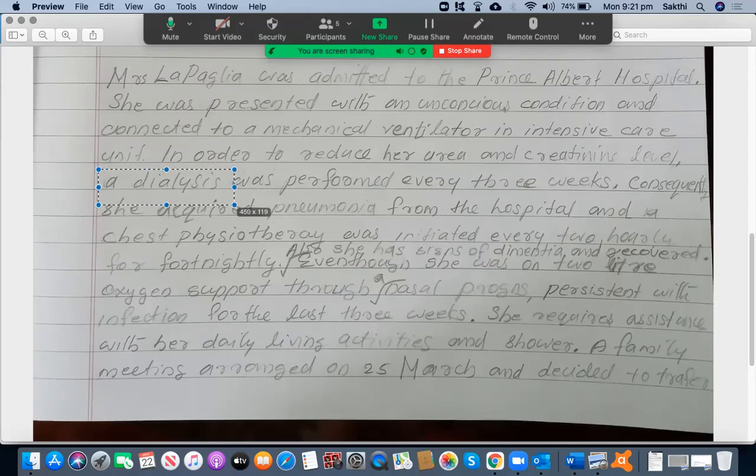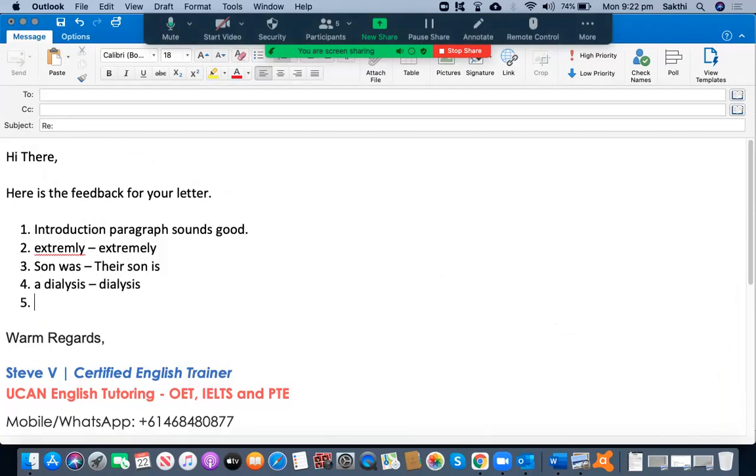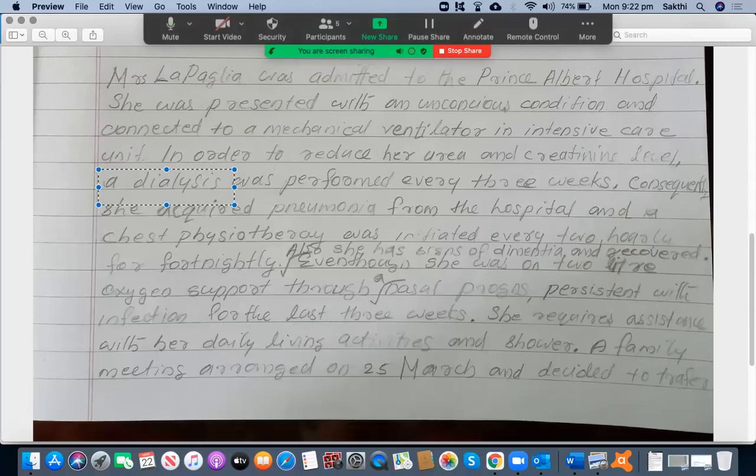You don't need to use "a" dialysis because it was continuously done, right? So you should mention dialysis was performed every 3 weeks. That's okay. "A dialysis" is not needed. It's going to be just dialysis. Dialysis was performed every 3 weeks because it's ongoing. So you can just mention dialysis. That's all right. Performed. Is that a comma or a full stop? Full stop. Okay, full stop.